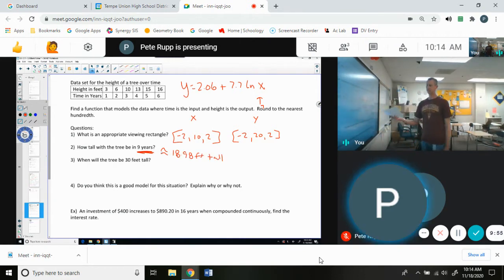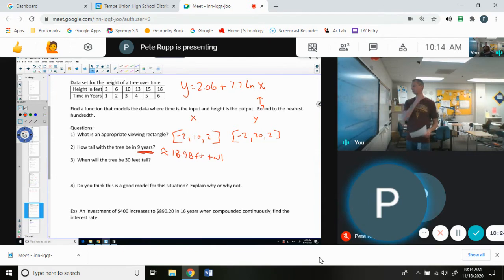And I guess let me just say this right now. What's the purpose of modeling data? One of the main purposes is to make predictions, okay? So you want to look at a situation and see if you can extrapolate the data. So it's only been growing for 6 years. Can I tell how tall it's going to be in 9 years or 29 years? And we're going to talk about how good the model is here in a second. But 9 years down the line would probably be a pretty decent estimate.